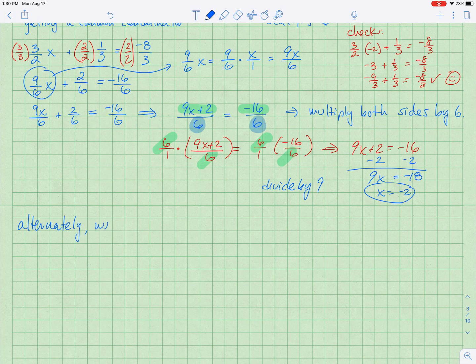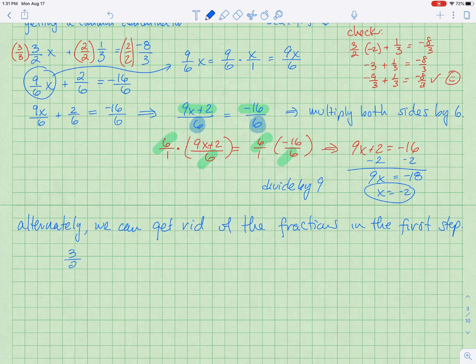The other way to do this, alternately, we can get rid of the fractions in the first step, which is usually my personal preference.